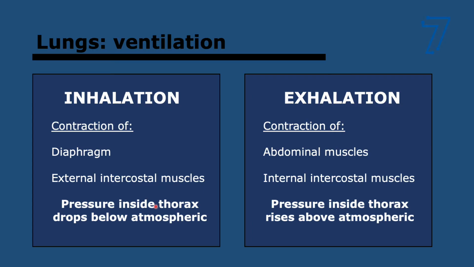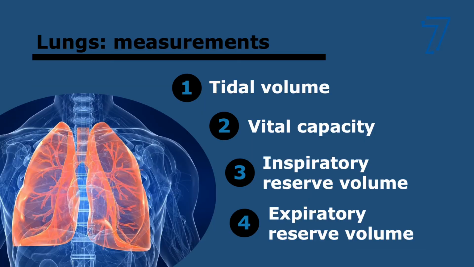That's just through gradients. And then during exhalation, the diaphragm and the external intercostal muscles relax, and the abdominal muscles and internal intercostal muscles contract, causing pressure to rise above atmospheric pressure. So air is forced out. So it's just about trying to regulate the pressure inside the thorax. When these contract, the others relax, and vice versa.